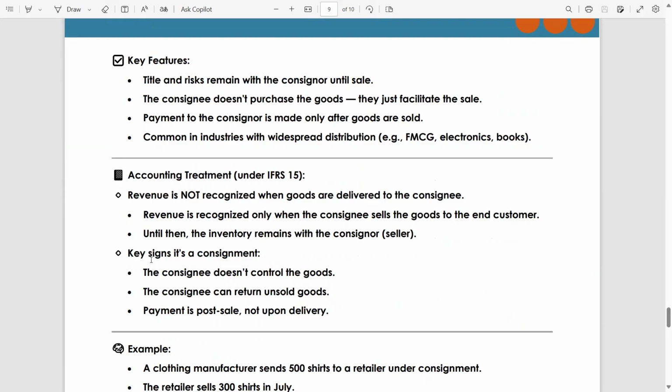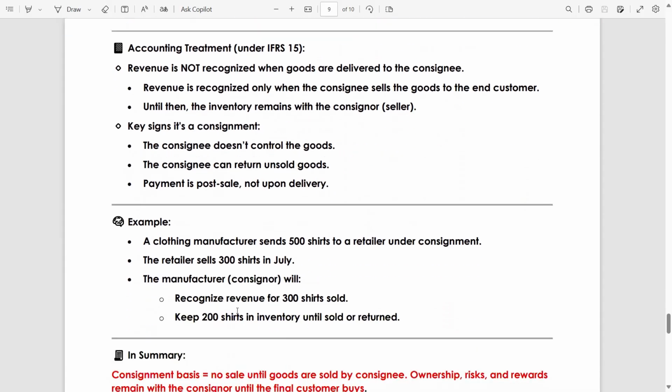Key signs it's a consignment: the consignee does not control the goods. The consignee can return unsold goods. Payment is post sale, not upon delivery. Means payment is made once the sale has been made to the end consumer, not upon the delivery to the consignee. Example: a clothing manufacturer sends 500 shirts to a retailer under consignment.